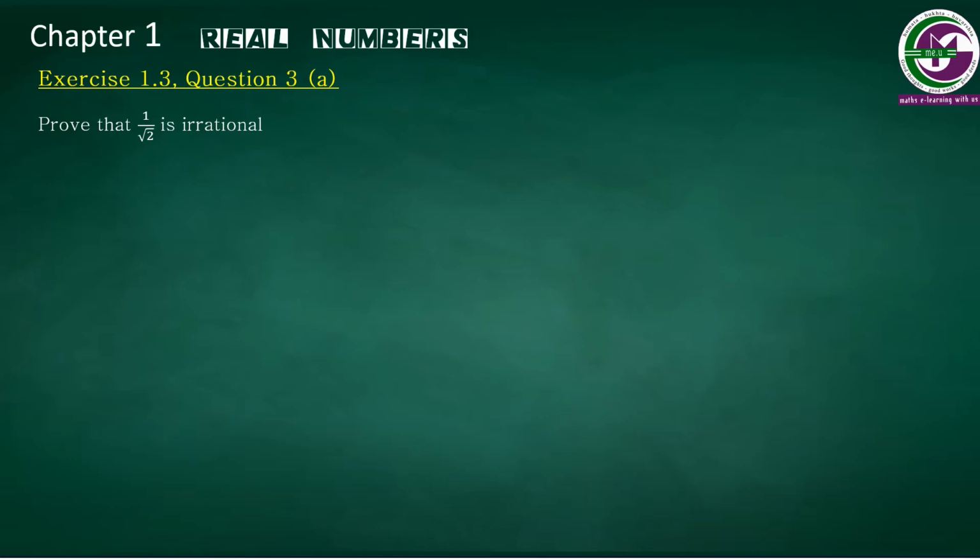In question number 3, there are 3 sub questions. The first sub question is, prove that 1 by root 2 is irrational. Like in previous questions, here also we will start with the contrary, that 1 by root 2 is rational. So we'll start with: assume 1 by root 2 is rational.